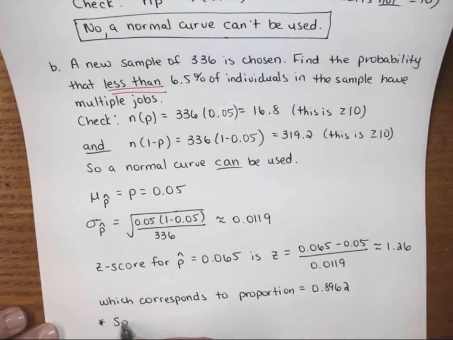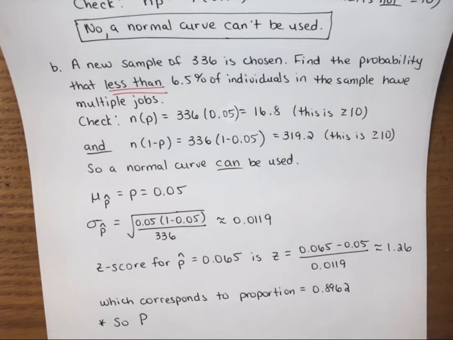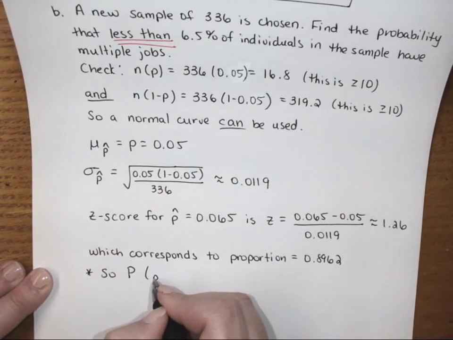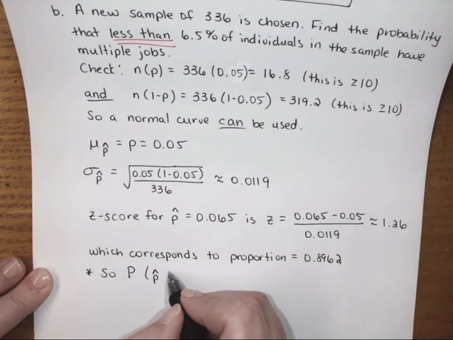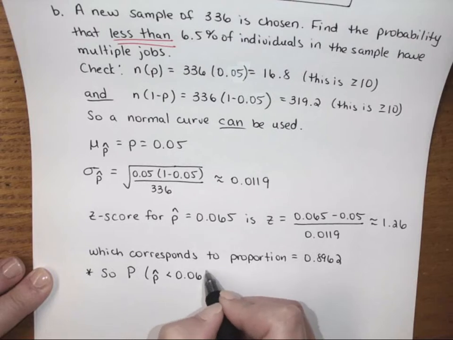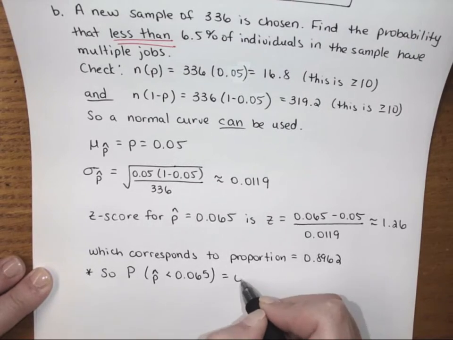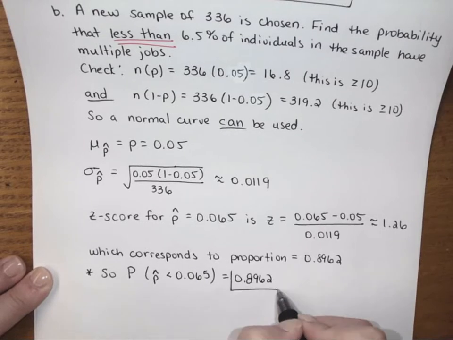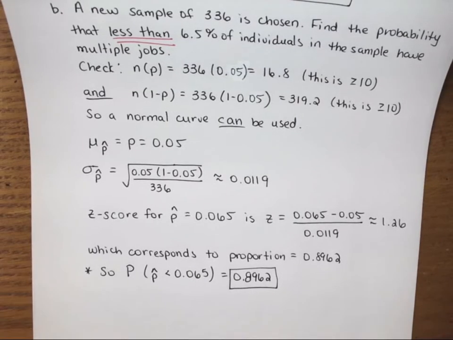So here's how we can say our answer. The probability, now that's capital P, probability is capital P. The probability that our little p hat is less than 0.065 is 89.62. Okay, so if you want to know how I want you to word answers, it needs to look kind of like that.